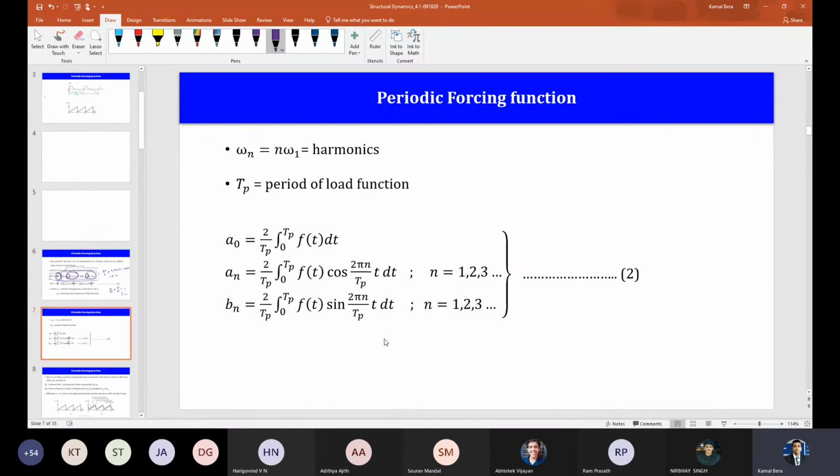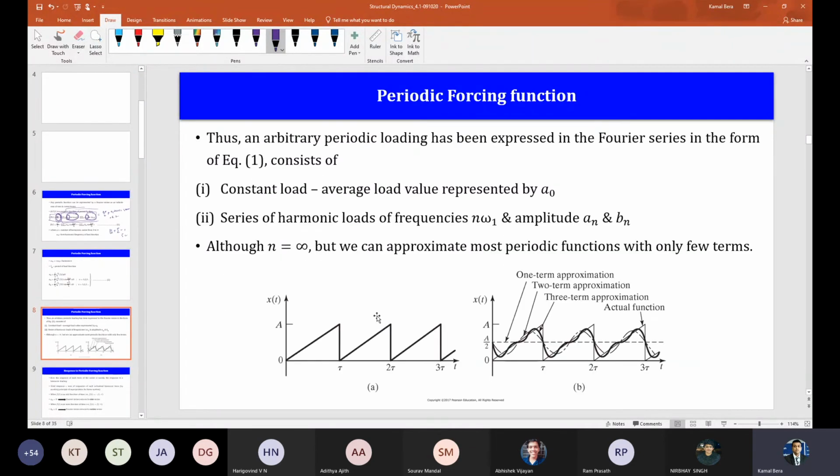Anyway, our aim is to find out the response ultimately. So these coefficients you can just note down or remember, and then put them there. So now I have just finished that. An arbitrary periodic loading has been expressed in the Fourier series in the form of equation 1, which consists of two terms mainly. One is the constant load, a naught by 2, the average load value, and then the series of harmonic loads of frequency n omega 1 and amplitudes an and bn.